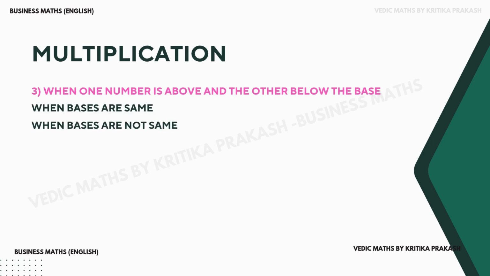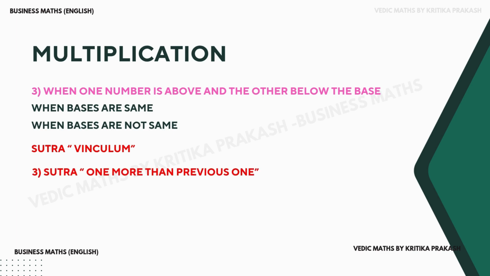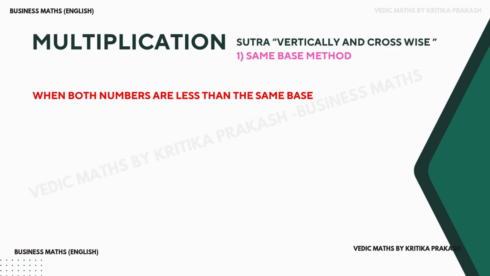The next calculation is the sutra Vinculum calculation, and the next is the sutra where one more than the previous one calculation takes place. And the last calculation in multiplication is listing of numbers of all lines. So here we'll see the question where both the numbers are less than the same base. Let's understand this with the question.